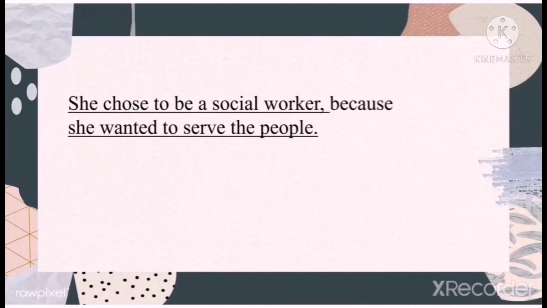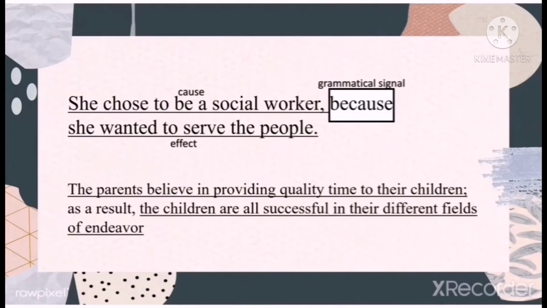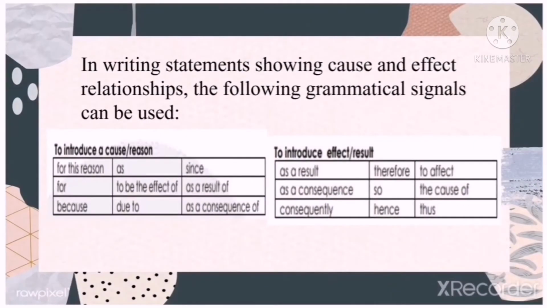She chose to be a social worker because she wanted to serve the people. The parents believe in providing quality time to their children. As a result, the children are all successful in their different fields of endeavor. In writing statements showing cause and effect relationships, the following grammatical signals can be used.